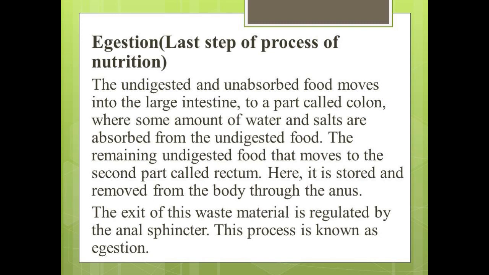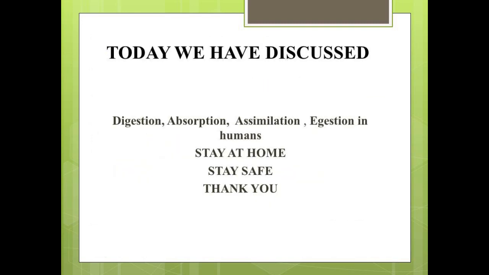Ejection. Last step of the process of nutrition. The undigested and unabsorbed food moves into the large intestine, to a part called the colon, where some amount of water and salts are absorbed from the undigested food. The remaining undigested food moves to the second part called the rectum. Here it is stored and removed from the body through the anus. The exit of this waste material is regulated by the anal sphincter. This process is known as ejection.